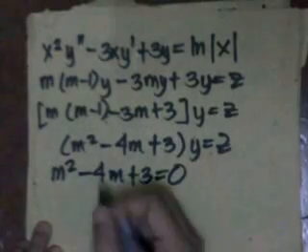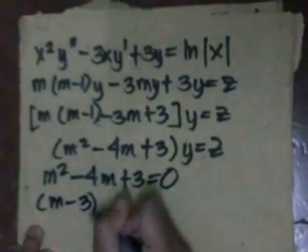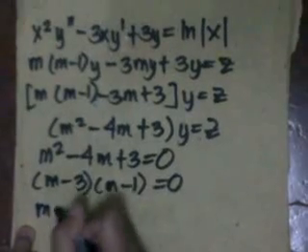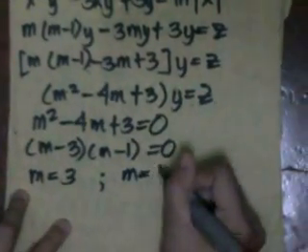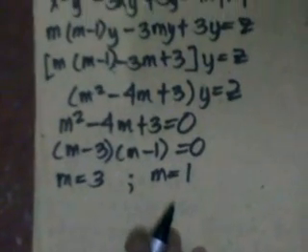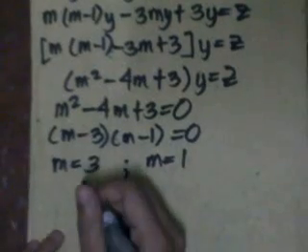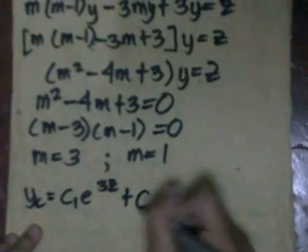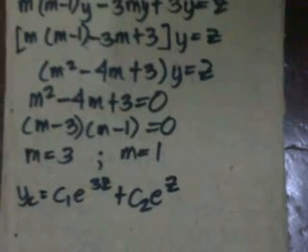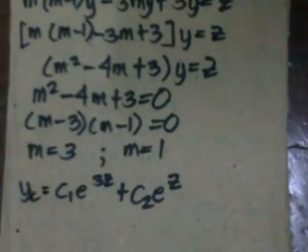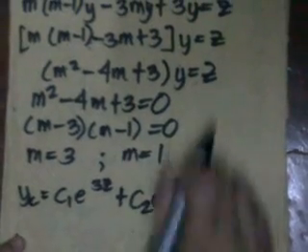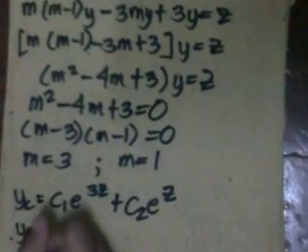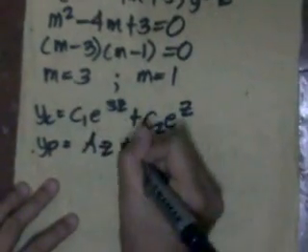From this equation, we have m minus 3 times m minus 1 equals 0. So now we have the values m equals 3 and m equals 1. From these values, we have the complementary function: yc is equivalent to c1 e to the 3z plus c2 e to the z. For getting the yp, we must focus on the g of x, which here is z. So our guess, the yp, is equivalent to az plus b.